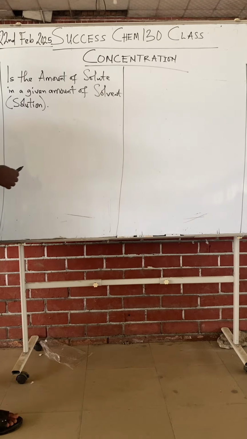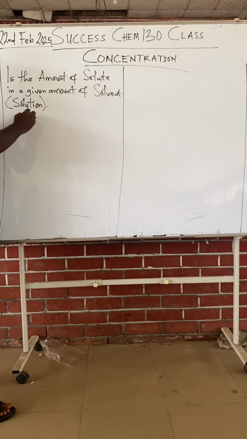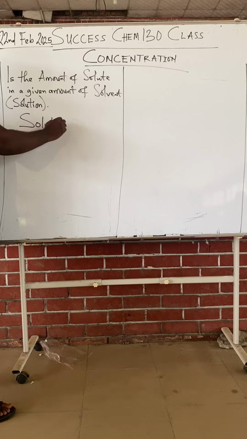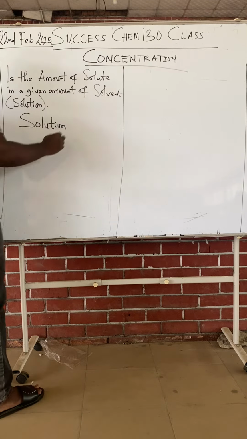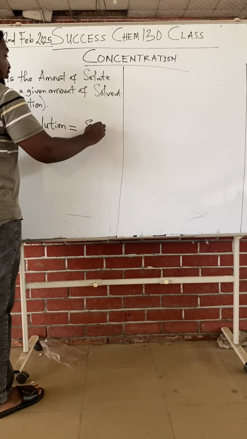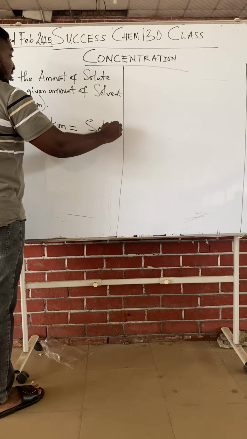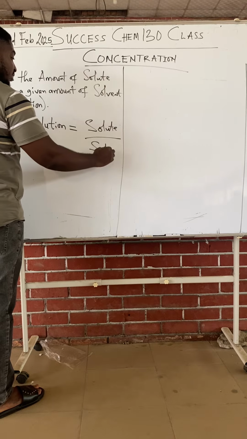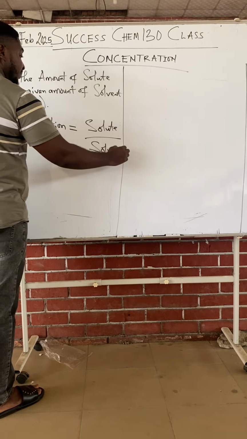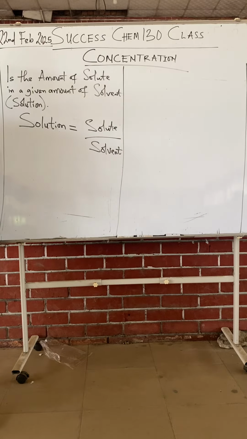Class, there are many ways of expressing concentration. First of all, you must understand that to understand concentration, we must understand the composition of a solution. Class, a solution is made up of the solutes and the solvents. The solute is the solid part of the solution. The solvent is the liquid part of the solution.